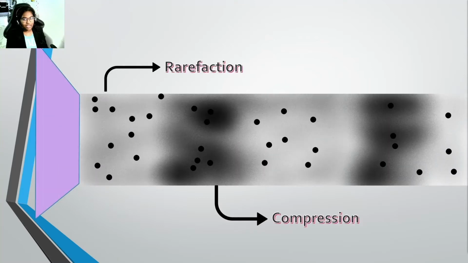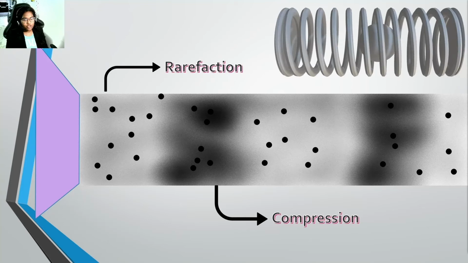There are two types of areas in a longitudinal wave. Compressions are areas of high pressure as particles are close together. Rarefactions are areas of low pressure as particles are further away from each other. These waves are often represented using a spring. When you push and pull a spring, you can see the compressions moving from left to right, just like energy transferring from left to right. This is also how sound waves move.